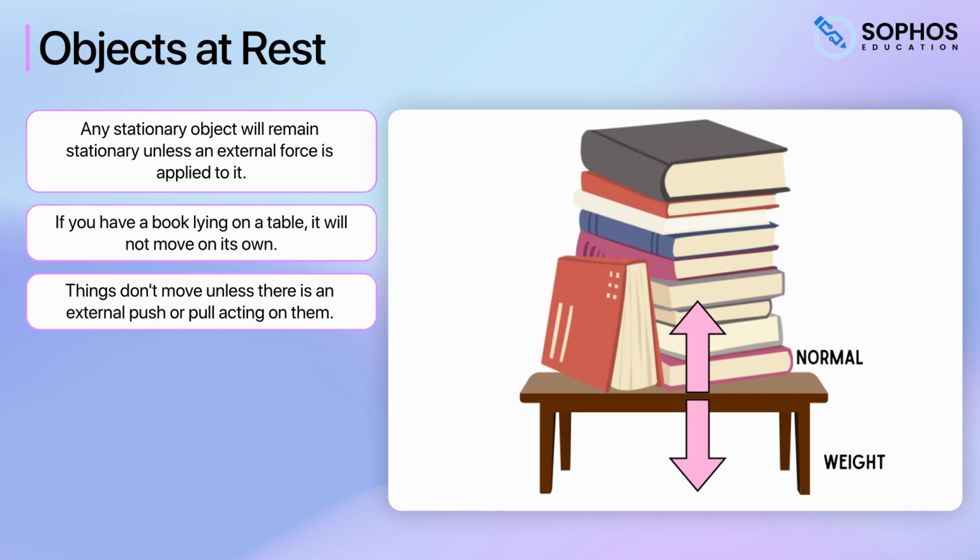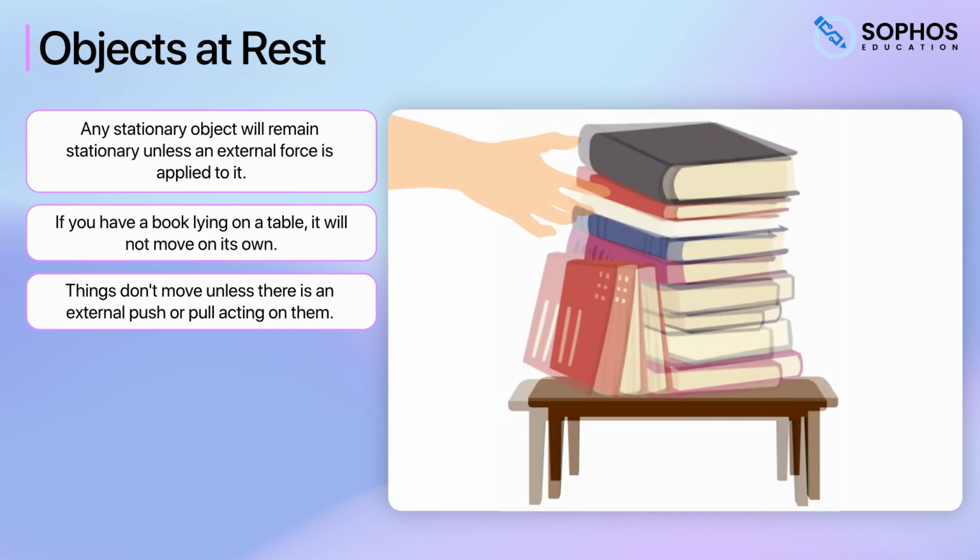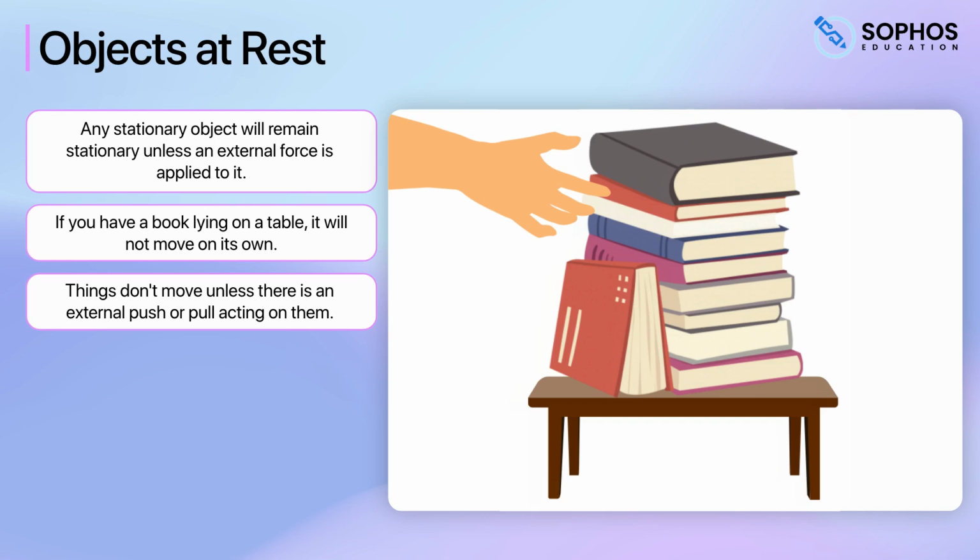This is intuitive. When you are looking at a book on a table, the book doesn't suddenly start moving by itself. It stays put until someone or something applies a force to move it. This clearly illustrates the point that things don't move unless there is an external push or pull acting on them.